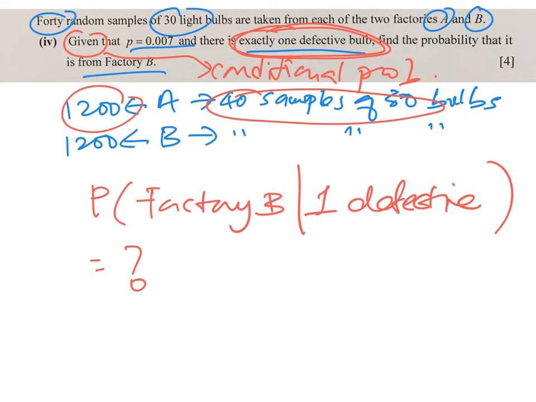Likewise for factory B, we are also looking at another 40 samples of 30 light bulbs. So we can define another random variable for the number of defective light bulbs out of a total of 1,200 from factory B. In this case, we can sum up all the light bulbs in the 40 samples, simply because the probability of a defective light bulb in each sample is the same. So instead of considering sample by sample, we can consider the total number in the 40 samples that we have for each case.